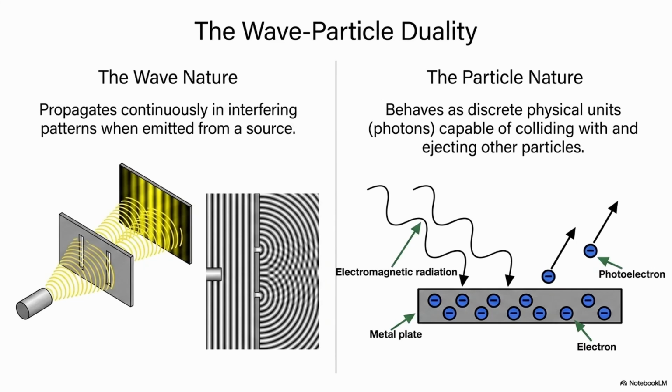And it turns out discrete physical units of light, photons, are literally colliding with electrons in the metal and physically knocking them out of place. Right. They call those ejected particles photoelectrons. This is the photoelectric effect.